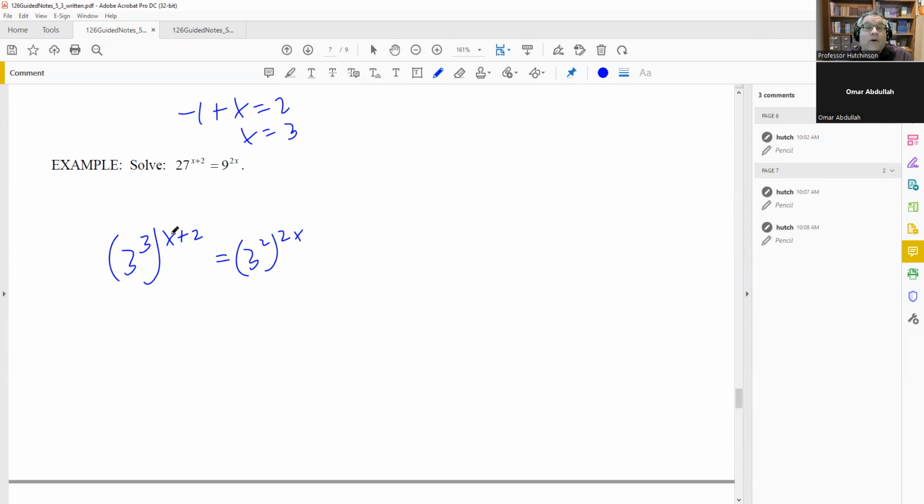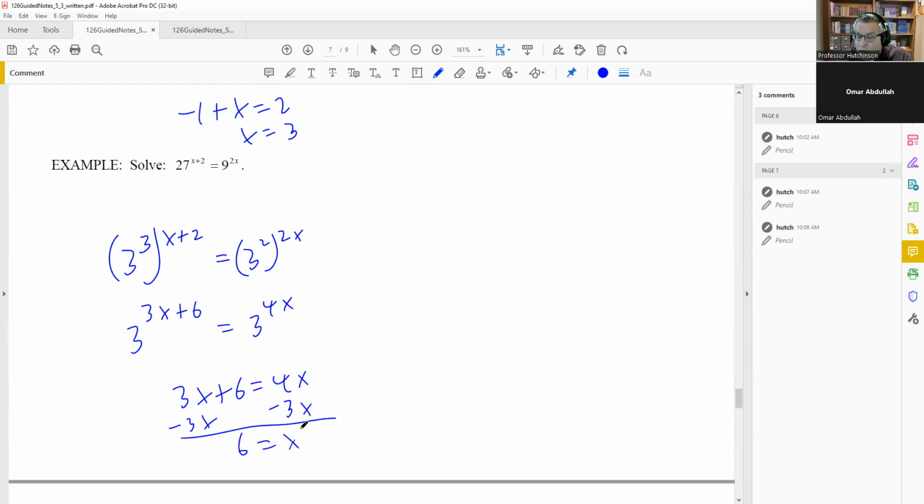When you raise a power to another power, you multiply the exponents. So that's what we're going to do here. We have 3x plus 6, and then this is 3 to the 4x, because you're multiplying those together. Now the bases are equal. So the equal basis property says once the bases are equal, you can set the exponents equal. 3x plus 6 equals 4x. Just subtract 3x from both sides, and we're going to automatically get our answer of 6. So x is equal to 6, and that would make that equation true.